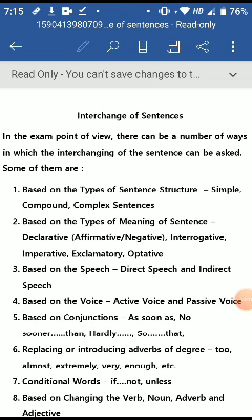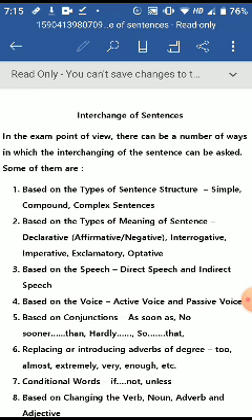From the exam point of view, there can be a number of ways in which interchanging of the sentence can be asked. So I am going to give you some of the compulsory interchanging of the sentence questions. Any number of questions from any of these subcategories can come. We cannot predict that. One is based on the types of sentence structure. These types are simple, compound and complex sentences. They might give you a question in complex sentence and ask you to change it into simple, or give you a question in simple and ask you to change into compound. These kinds of questions may come.